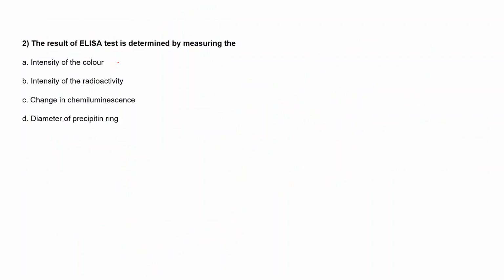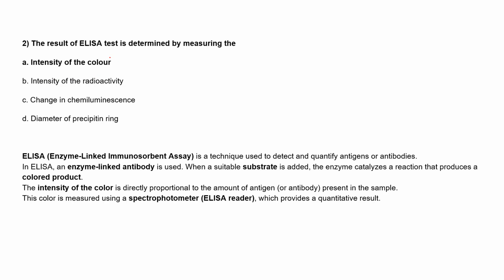Ma'am, it depends on the intensity of the color. Okay, let's see whether you are right or not. You are right, very good. So what is this ELISA? First, let's see, that is enzyme. There is a presence of the enzyme, which is linked to the immuno, that is antibody, sorbent assay.